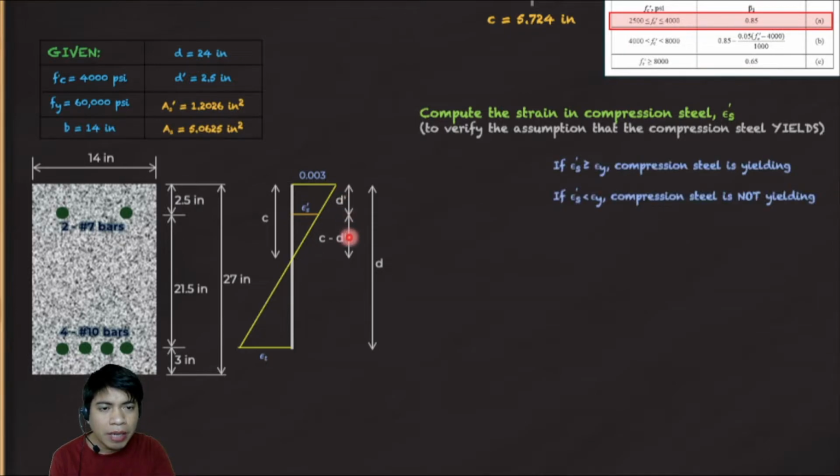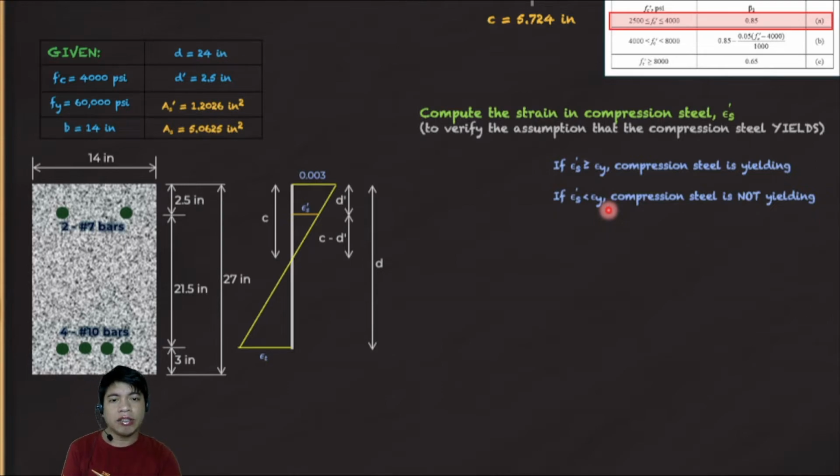Okay, take note, malalaman natin kung yung ating compression steel ay mag-yield or hindi by comparing it to the yield strain na value. Kung yung ating compression steel strain is greater than or equal sa ating yield strain, then that means the compression steel is yielding. Kapag ganito yung nangyari, tama yung ating assumption kanina. Kung yung compression steel strain is less than sa ating yield strain, that means the compression steel is not yielding. So ibig sabihin, mali yung ating naging computation kanina.